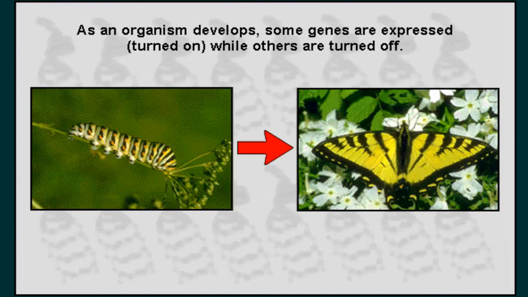As an organism develops, some genes are expressed, or turned on, in cells, while others are turned off. Thus, different proteins are produced during different stages of development. But how does a cell know when to turn on a gene? While biologists have come to understand this process in prokaryotic organisms like bacteria, what turns genes on and off in eukaryotic organisms, such as this caterpillar, is still largely a mystery.